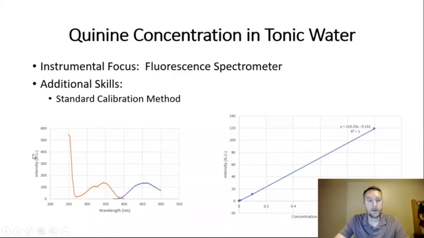So in the experiment, the students had to identify excitation maxima and emission maxima in order to identify the operating conditions associated with the instrumental analysis, generating their calibration curves. And then what we had them do was to quantify the amount of quinine found in commercial tonic waters. They really enjoyed this part.